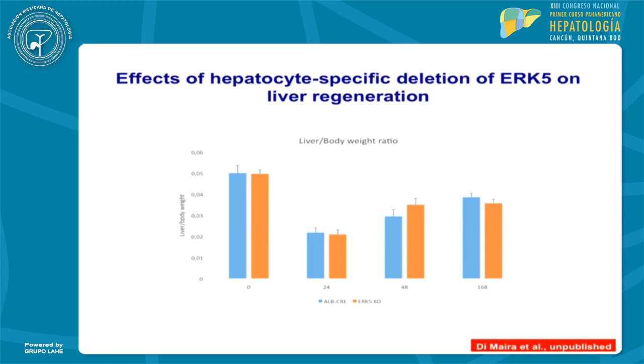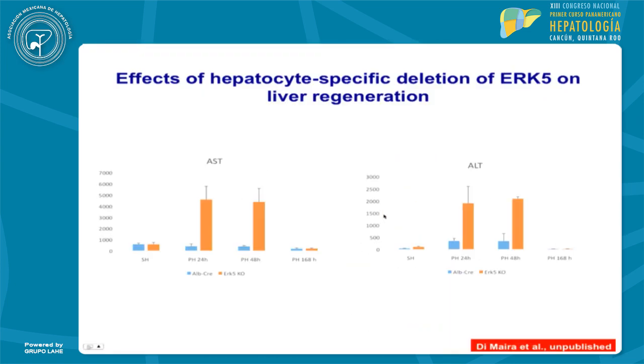So if you do liver regeneration, with the classical model of 2/3 partial hepatectomy, you see progressive recovery of the liver weight, and this slide just shows you the liver to body weight ratio. There is maybe a little bit of delay. We are now working in the early time points. There is a little bit of delay in the recovery of the weight by mice lacking ERK5 in hepatocytes. These are the orange columns, but as you can see, there are no major differences.